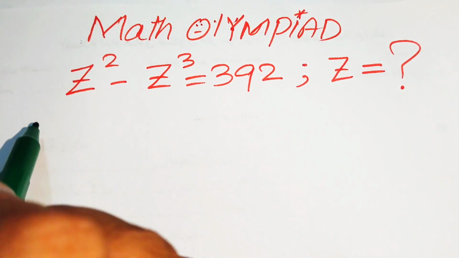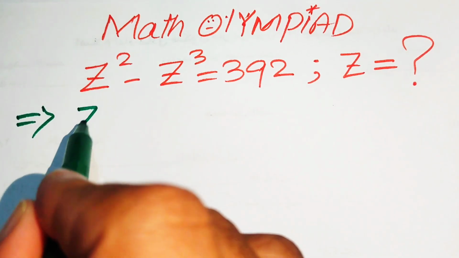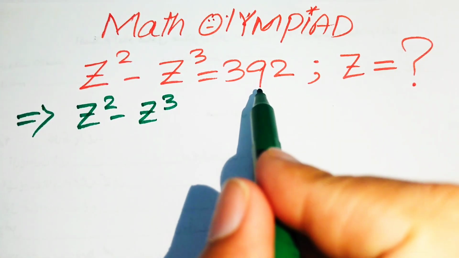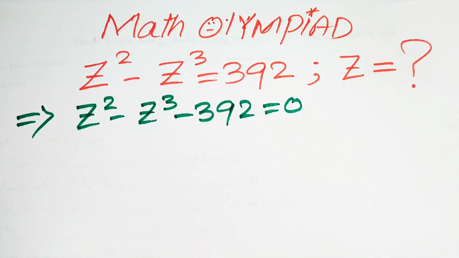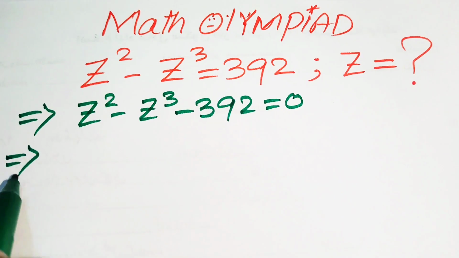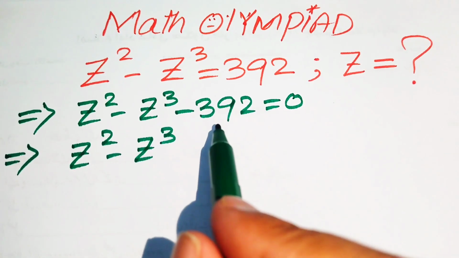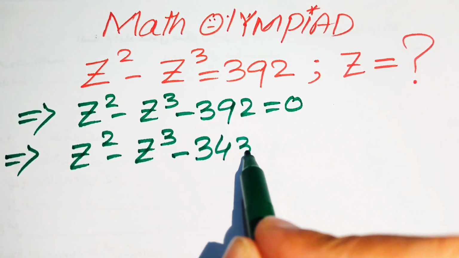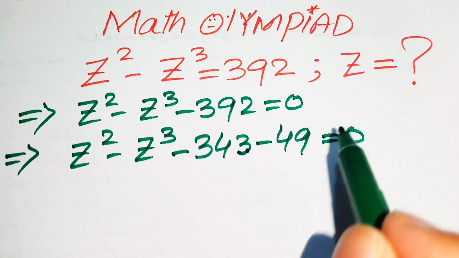So the very first step we are going to do is rewrite this equation. We have z squared minus z cubed, and we move this 392 to the left hand side and it will be written as minus 392 equals 0. And now in the next step we again rewrite this equation as z squared minus z cubed. So here we have 392 and we write it as minus 343 minus 49, and this whole equals 0.